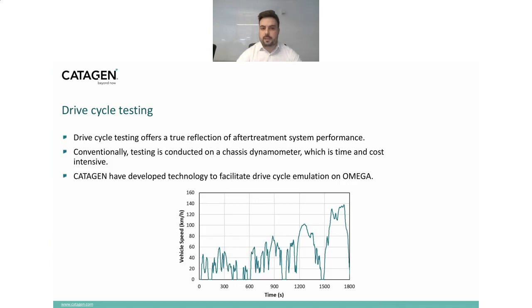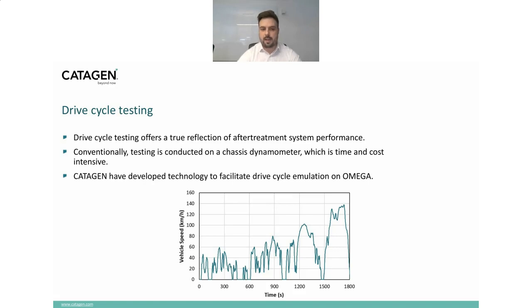So starting off just with some information on drive cycle testing, I think for everyone on the call, it's probably reasonably clear that drive cycle testing is really the true way to get a reflection of after treatment system and vehicle performance. Conventionally, this is realized through testing on a chassis dynamometer, which takes a lot of time and effort and cost to set up the vehicle on a rolling road and so on. I think once we're on the vehicle, things are easy to progress with multiple drive cycles, but getting that set up, particularly during other development processes, can be quite difficult. Also, the vehicle needs to be there to support that testing.